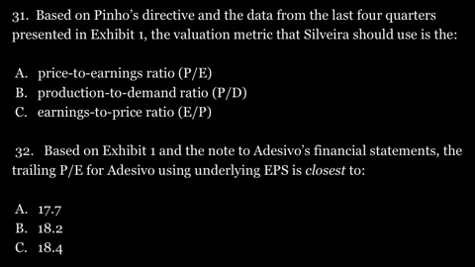31. Based on Pinho's directive and the data from the last 4 quarters presented in Exhibit 1, the valuation metric that Silveria should use is the... And I said, let's get rid of this one right away because it's meaningless. Whenever we write these questions, as professors, we write questions for exams all the time. It's easy to come up with the right answer because that'll be one of them. It's kind of easy to come up with at least one wrong answer that sounds reasonable. Sometimes you can come up with 2 wrong answers that sound reasonable.